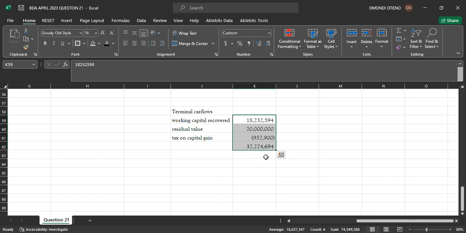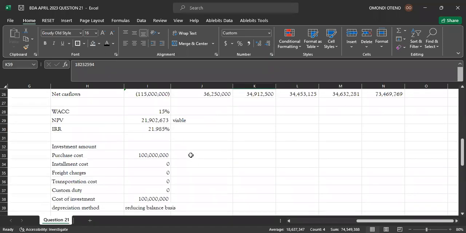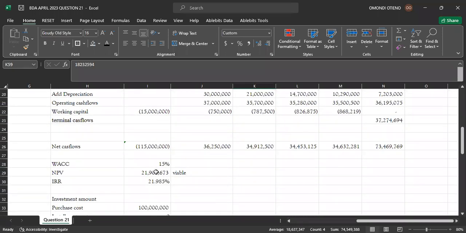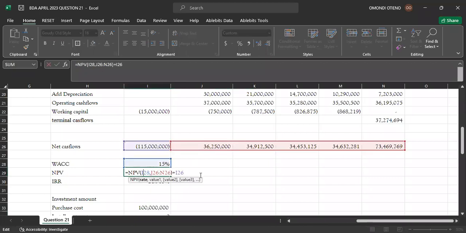Just how do we arrive at the negative working capital? I don't understand your question. The net present value that I have, this is it. That's the net present value that I have.